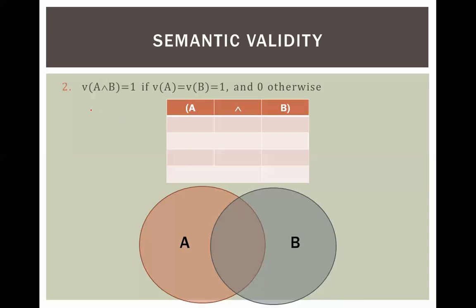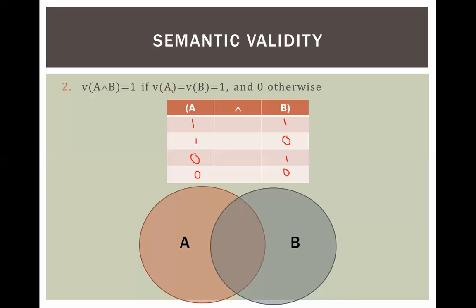All right. So this one is A and B equals 1 if A equals B equals 1, and 0 otherwise. So what are your options here? Well, A could equal 1 and A could equal 0. If A equals 1, then B can either equal 1 or B could equal 0. And if A equals 0, again, B could either equal 1 or B could equal 0. So those are all the different combinations that you can make.